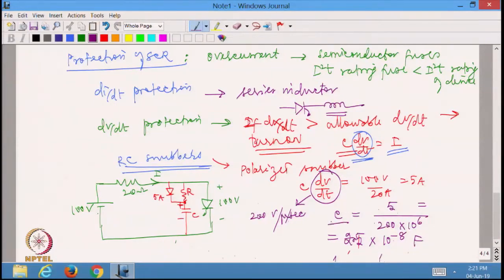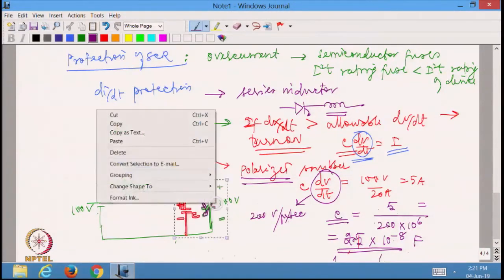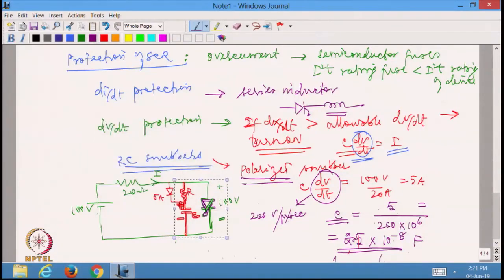So, if I choose a capacitance which is of the order of this particular capacitance value, I will make sure that the voltage across the SCR is not exceeding the dV by dt limit that is given by the data sheet. So, RC snubber or polarized snubber helps me to make sure that the capacitance is not gaining a voltage at a very fast rate. The capacitance is right across my thyristor. So, the thyristor will also not have a huge dV by dt.